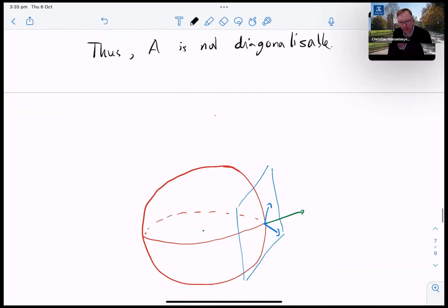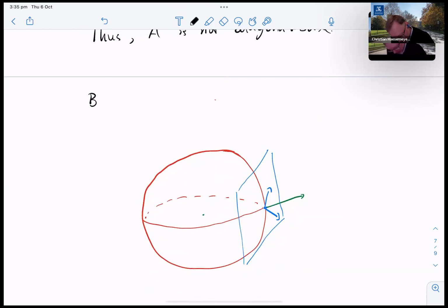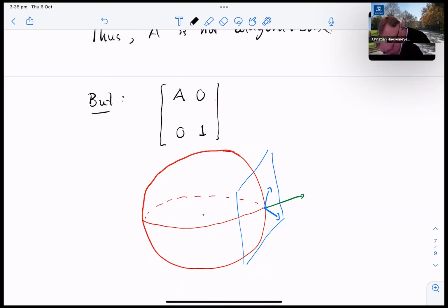Now here's another pretty bad picture, which is supposed to explain the but. So the matrix A is not diagonalizable, but if I make it a little bit larger, if I make a 4x4 matrix where I add a 1 in the lower right-hand corner or the upper left-hand corner, so this is a 4x4 matrix whose entries are also functions on the 2-sphere. This matrix is diagonalizable.